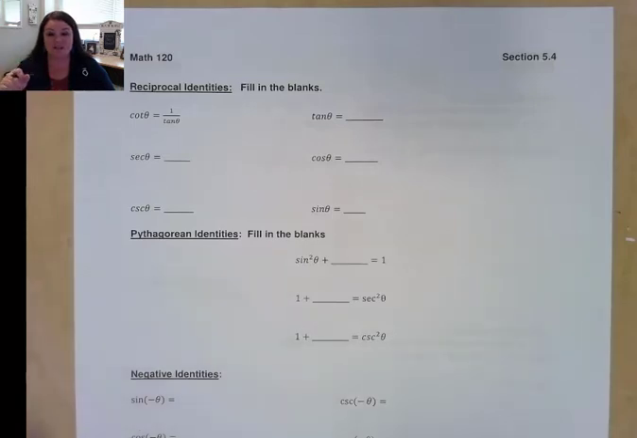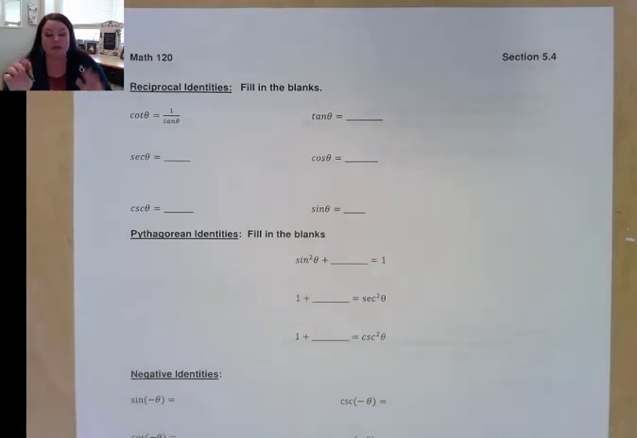This is the video for section 5.4, which is all about the sum and difference formulas for sine and tangent. So in 5.3, we found those formulas for cosine. Now we're going to use those to come up with formulas for both the sum and difference of sine and the sum and difference of tangent.